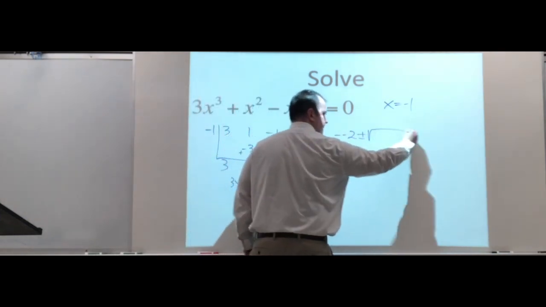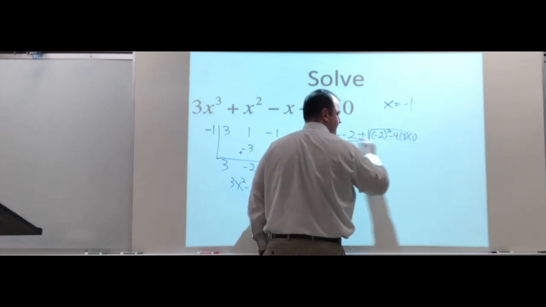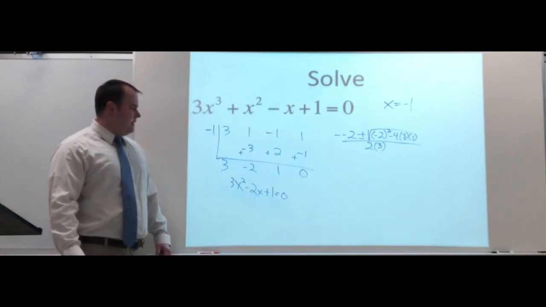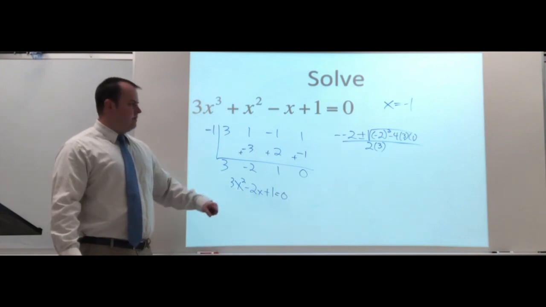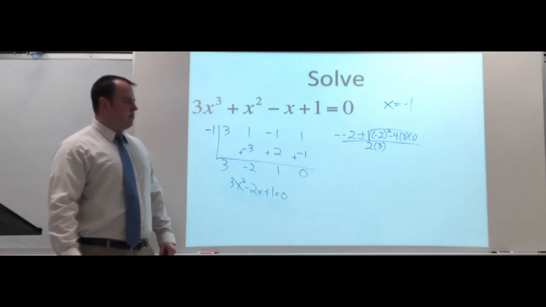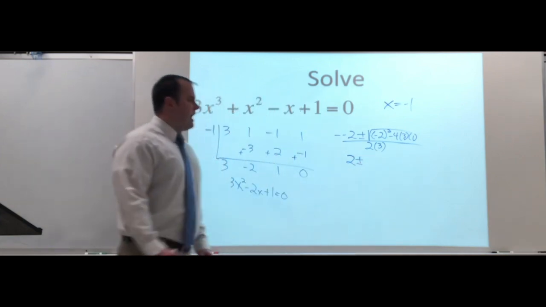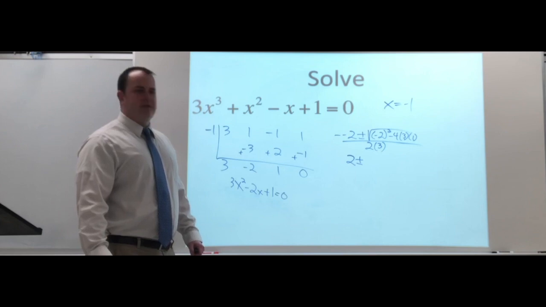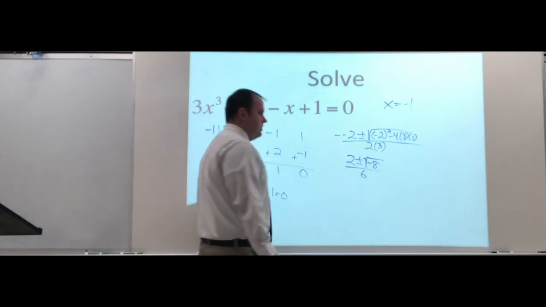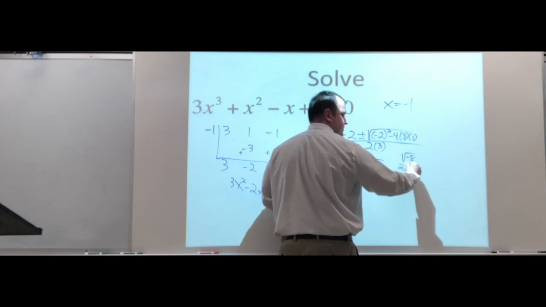-2, I'm going to make sure I had everything plugged in correctly. -2 plus minus the square root of -2 squared minus 4 times 3 times 1, divided by 2 times 3. Simplifying this a little bit, 2 plus minus, then inside the radical you should get 4 minus 12 is -8, divided by 6. Okay, factor tree for -8 is going to be 2i square root of 2.